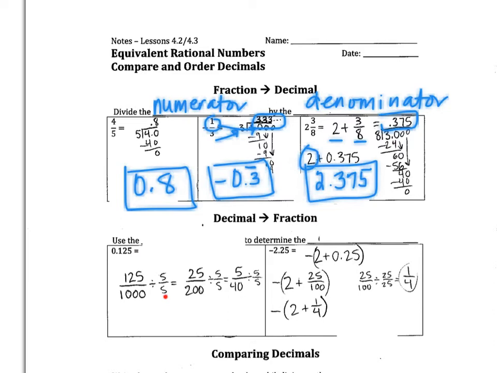5 goes into both of those. And so we're simplifying even more. 5 goes into both of those, simplifying even more, and 5 goes into both of those. And our final answer is going to be, so we have 5 divided by 5, which is going to be 1. 40 divided by 5 is 8. So our final answer is 1/8.